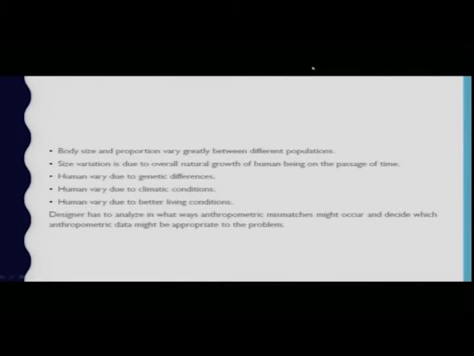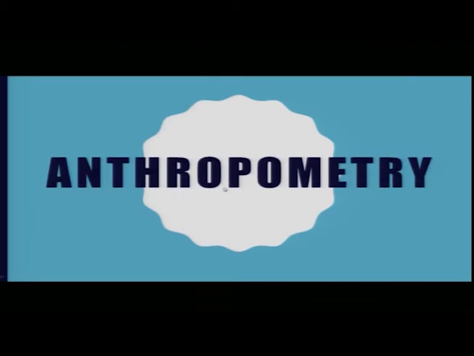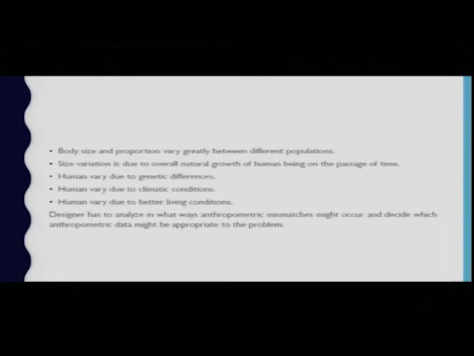Body size and proportion vary greatly between different populations. Size variation is also due to the overall natural growth of human beings with the passage of time. Humans also vary due to genetic differences, humans vary due to climatic conditions also, and humans vary due to better living conditions also.